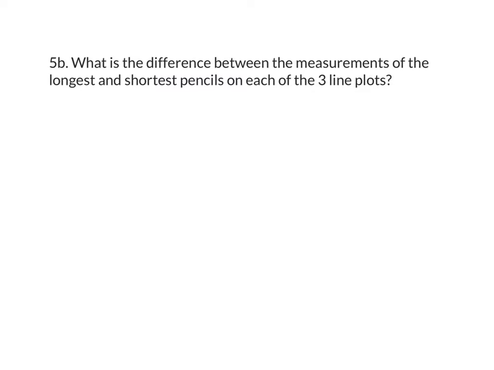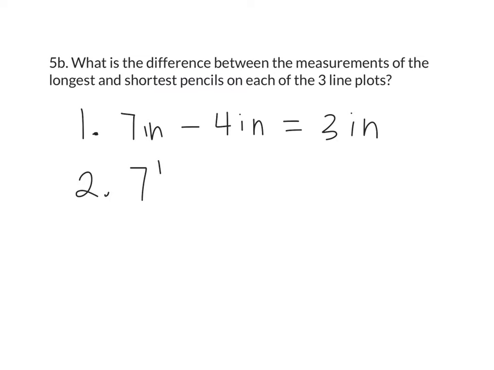So in order to do this, we have to go back and look. At the first line plot, what was the longest measurement? Not the most frequent, but the longest measurement. What was it? 7 inches. What was the shortest? 4 inches. So what was the difference between the longest and the shortest? 3 inches. Very good. On the second one, what was the longest measurement? 7 and 1/4 inches. What was the shortest inch measurement? 4.